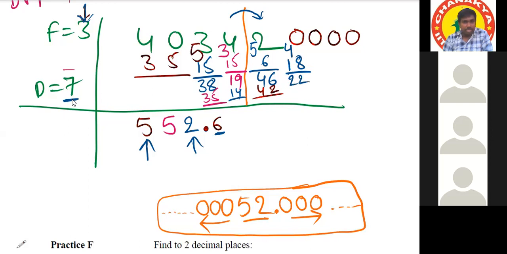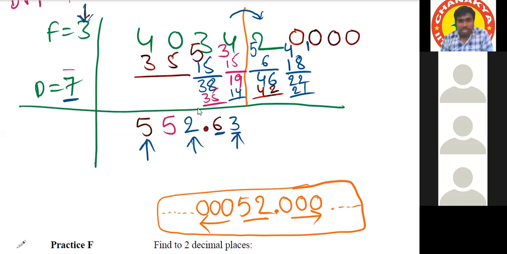In 22, how many times will 7 go? 3 times. 7 3s are 21. What is the remainder? 1. Write it before the next digit. The number becomes 10. Again, divisor multiplication is over. Next we have to go for flag multiplication with this 3. Every time with that new number, we have to go with the divisor as well as the flag. Again divisor, again flag.